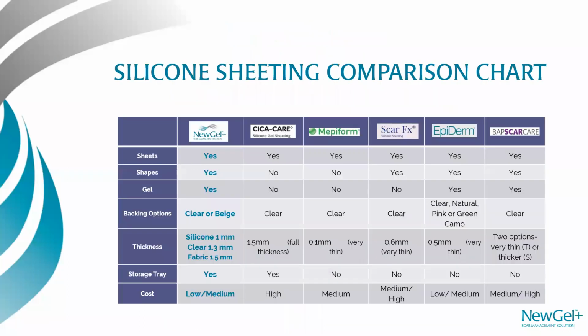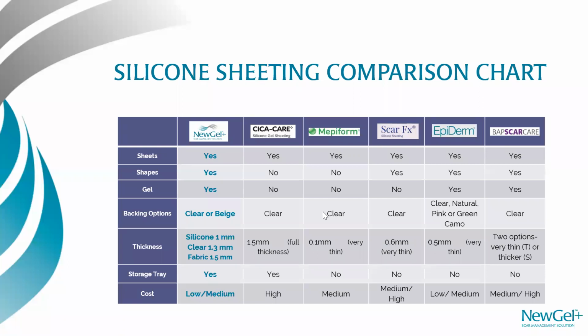So I put together this comparison chart. It is by far not comprehensive, but it's a good cheat sheet that says, do they come in sheets? Do they come in shapes? When I say sheets, I tend to mean rectangles. That would be strips or rectangles, not die-cut shapes. Then there's a line that identifies whether they also offer a gel. We look at what backing options are offered by each of these, and the thickness of them.